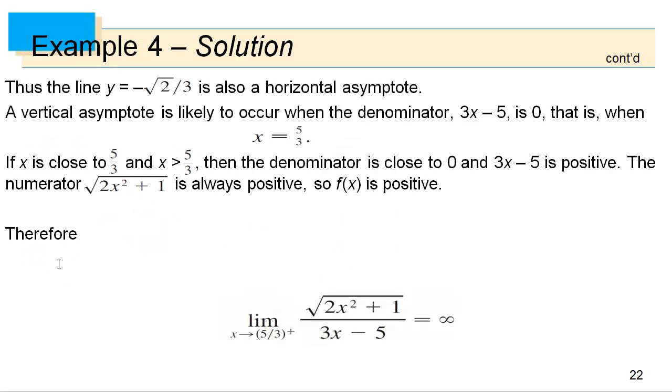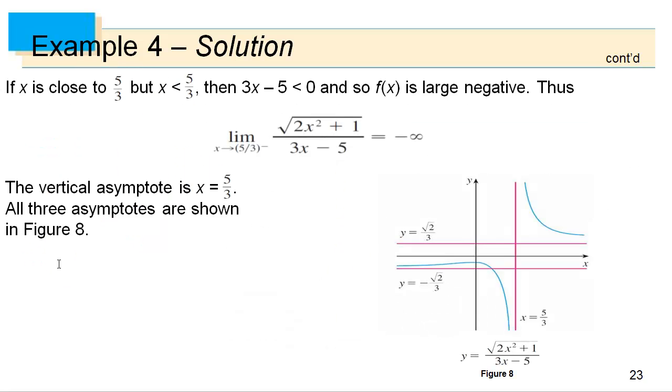This is just walking you through that same logic. And then here is the graph of the function, verifying that we do in fact have two horizontal asymptotes, one in the positive direction and one in the negative direction.